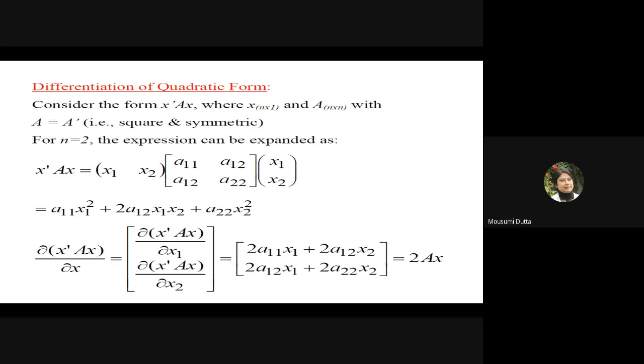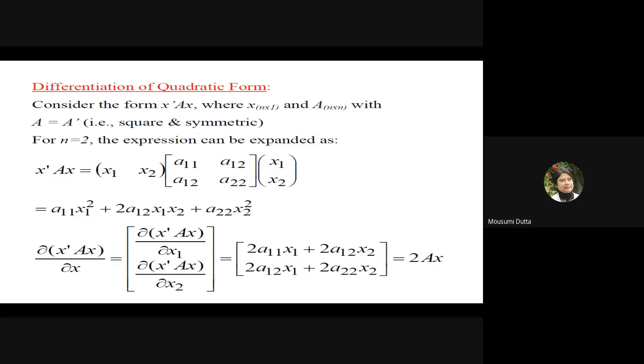Next, we will take the derivative. Once we understand this equation, we will take the derivative of x prime Ax with respect to x. Now, x is a column vector. So first I'll take the derivative with respect to x1, then with respect to x2. If it is a column vector of order n by 1, I have to take the derivative with respect to x3, x4, and move up to xn.